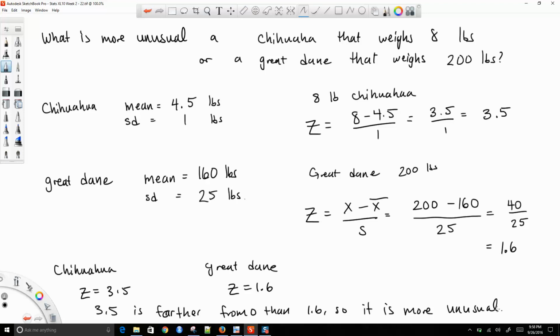So here we have that. So you can start making comparisons between things from different groups, okay? If you have a little bit more information, such as the mean and standard deviation of the group from which it came, you can say, oh, this Chihuahua that weighs 8 pounds, that's really, really big for a Chihuahua, okay? Versus the Great Dane that weighs 200 pounds, that's a big dog, but in comparison to other Great Danes, it's not that much bigger, okay?